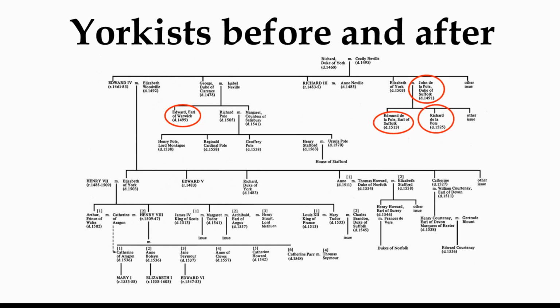And finally, we have Richard de la Pole, who was a brother of Edmund de la Pole. And he is seen as the last white rose, the last real Yorkist claimant. Because as you can see, the Yorkists everywhere have been cut down, the tree has been stumped. And Richard de la Pole lives in exile for most of his life, and then he's killed in Italy. I believe it was in the battle or the siege of Pavia that he was fighting for the French and that he was killed there.